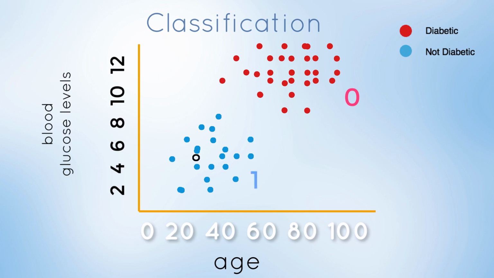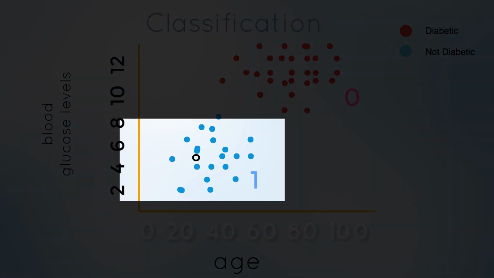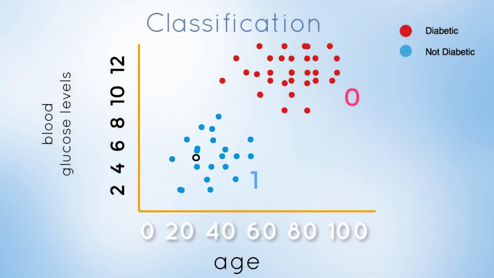Intuitively, a person who's 30 years old with sugar levels of 4 millimoles per liter would be somewhere in the positive region and thus most likely healthy. So you and I can predict that they should be in class 1. However, unlike you and I, a computer can't just eyeball this data and make such a prediction.